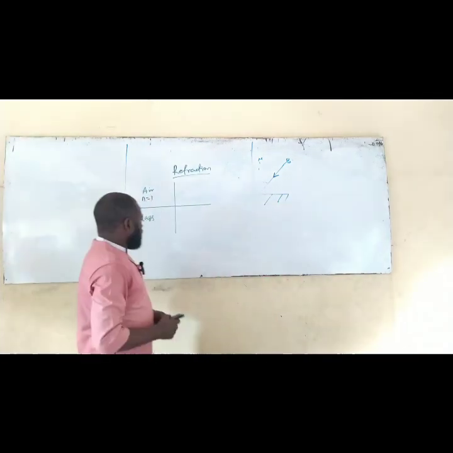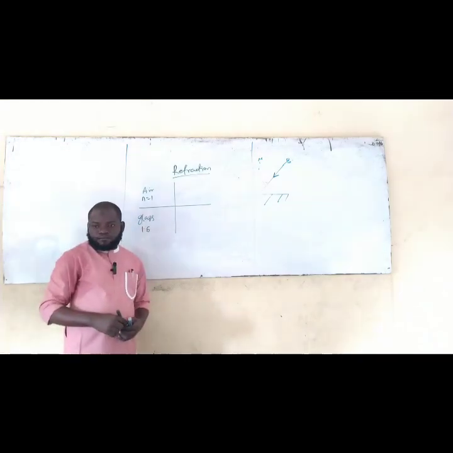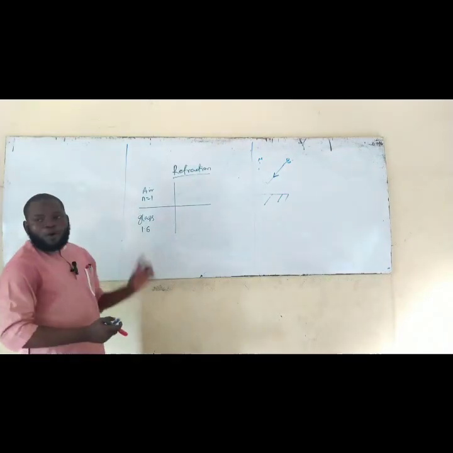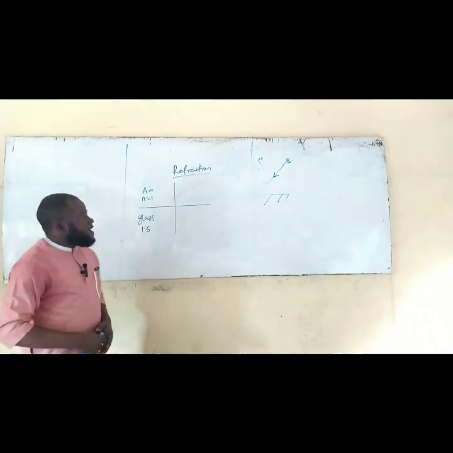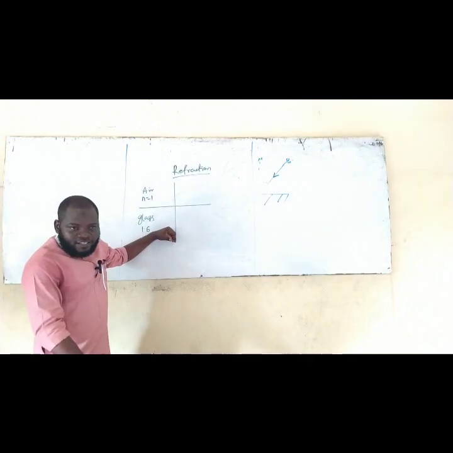Are you getting it now? So let me say the refractive index is what? 1.6. Am I making sense now? Okay. Because of this property, when a wave travels from air to water, there will be change in something.